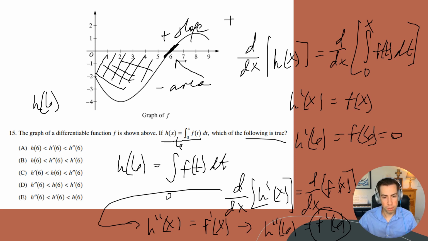And therefore it is a positive value. So given all of this information, if I go from a negative value to 0 to a positive value, as I go from h of 6 to h prime of 6 to h double prime of 6, it logically follows that the largest value is going to be the positive one, the medium is going to be 0, and the smallest is going to be the negative value. So therefore, the correct answer is going to be A.